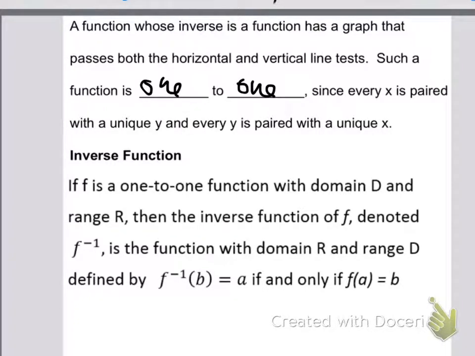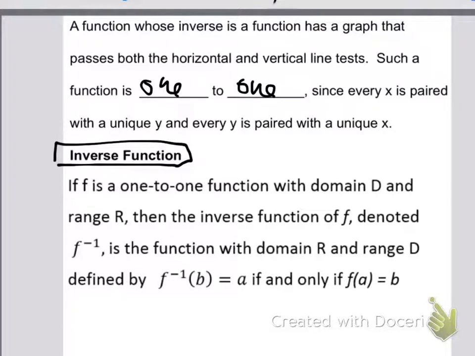Now, such a function is 1 to 1 since every x is paired with a unique y and every y is paired with a unique x. Alright, so now next section is inverse functions. We got a very nice and simple definition here, so that you can really sink your teeth into.